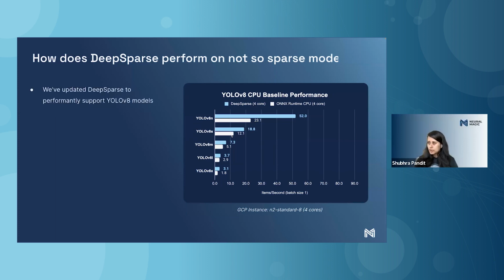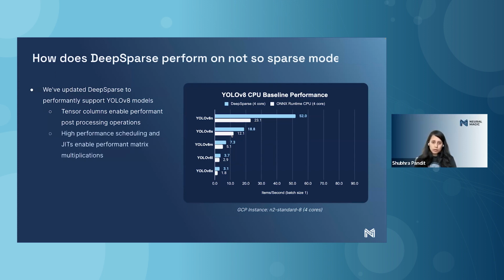Because we have optimized the DeepSparse engine to really support these YOLOv8 models, and it does so by using tensor columns that enable faster post-processing operations. It also uses memory caches on the CPUs, so that enables faster computation. It also utilizes efficient high-performance scheduling and JITs to get faster matrix multiplications.